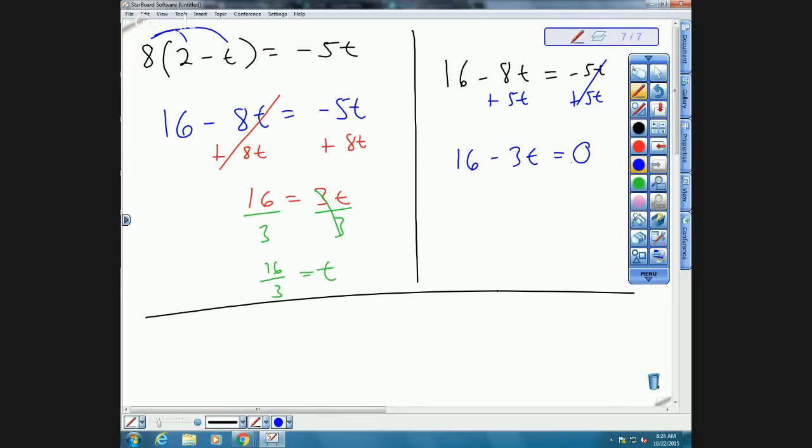0. Okay. So that's fine. 0 is a number. So now I subtract 16 from both sides. And I have negative 3t equals negative 16. And divide by negative 3. And negative divided by negative makes that positive. So you get the same answer. Just make sure if you get rid of everything on one side, then you put a 0 there.